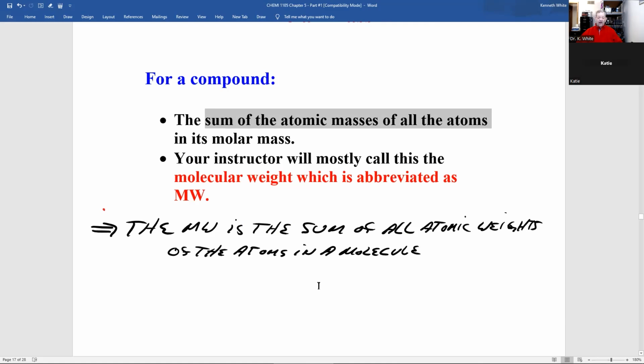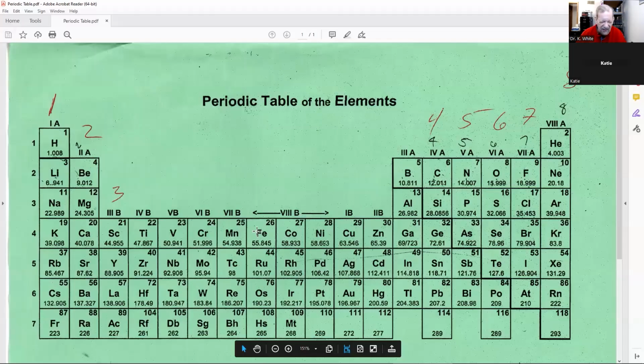Where do we get atomic weights? Well, if you look at your friendly neighborhood periodic table, underneath the chemical symbol is the atomic weight. And if we look at hydrogen, you see under there 1.008. That's the atomic weight for this periodic table of hydrogen. If we look at oxygen, it's 15.999. Carbon, 12.011. And those are the atomic weights.